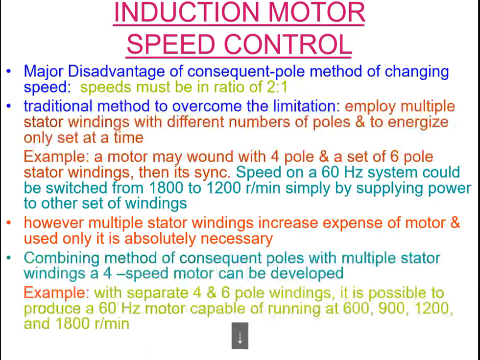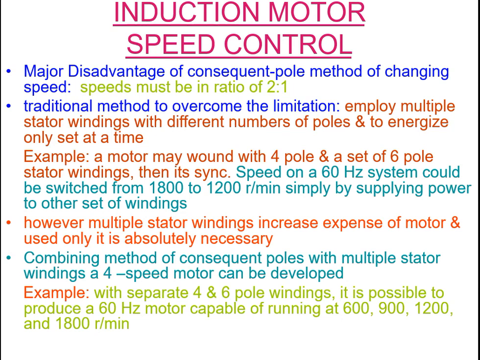The next method of speed control, and this method has some major disadvantages. So what are they? Here the speed must be in the ratio of 2:1 only. Okay, and the traditional method to overcome this limitation is to employ multiple stator windings with different numbers of poles and to energize one set at a time.